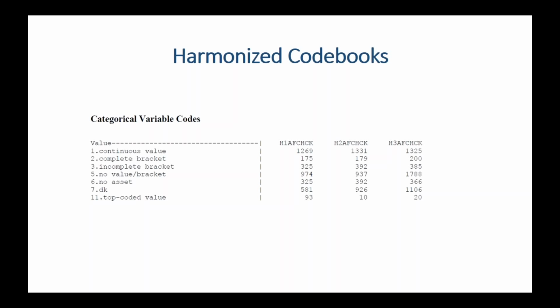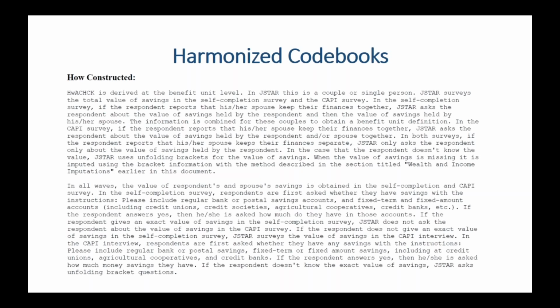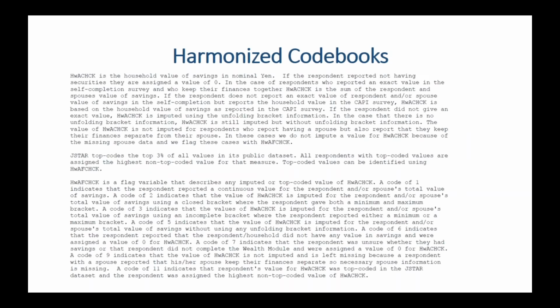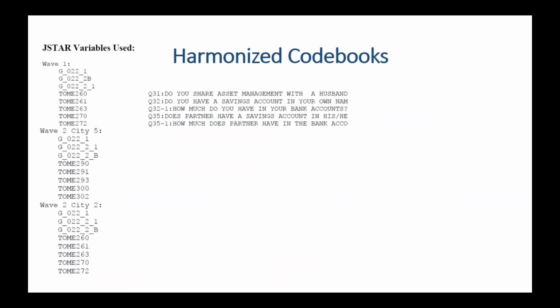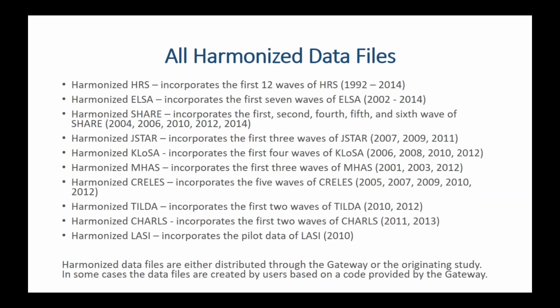There's also people who say that they don't know that they have an account, and in that case, a value is assigned to them, and that value could be not having an account at all or having a value for that account. And there's also in JSTAR top coded values. So there's some values which JSTAR decides are high, and they're high maybe in an identifiable way. So they top code those. So we flag those all here for you. Again, we try to be really transparent about everything that we do. As you would guess, the how constructed text is much more complicated, and the list of variables used is much more complicated for this.